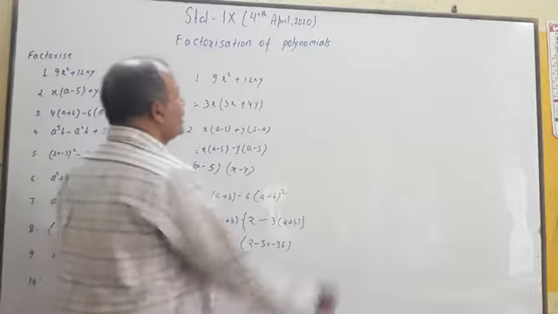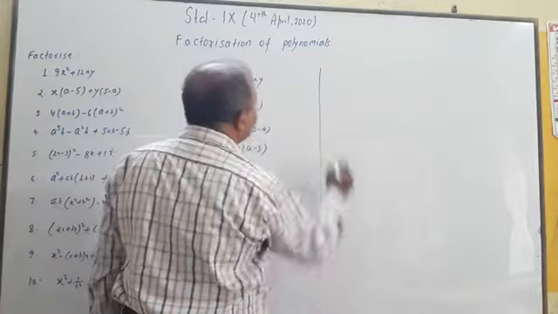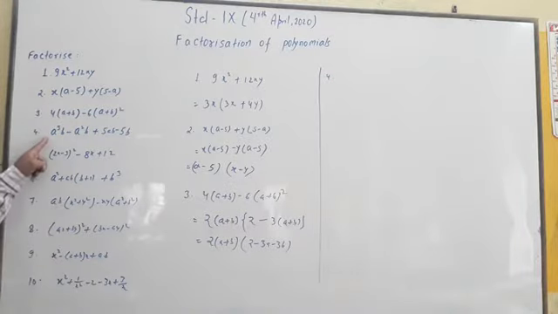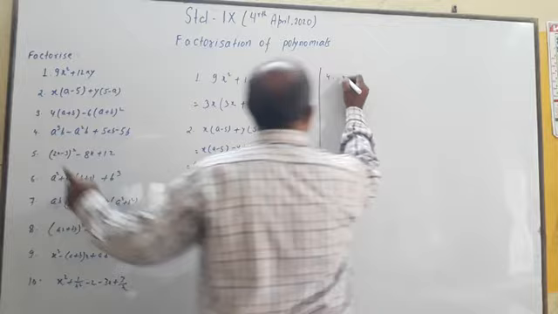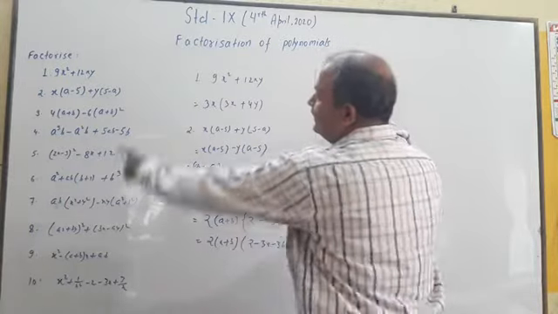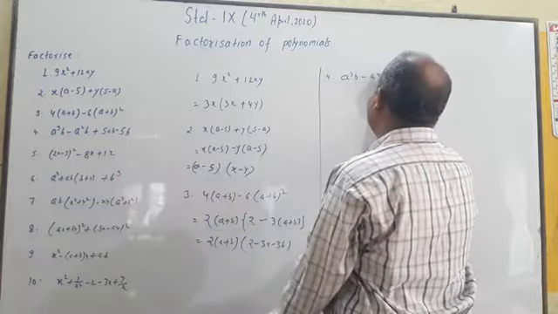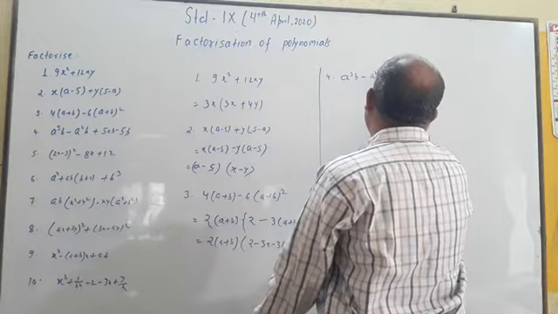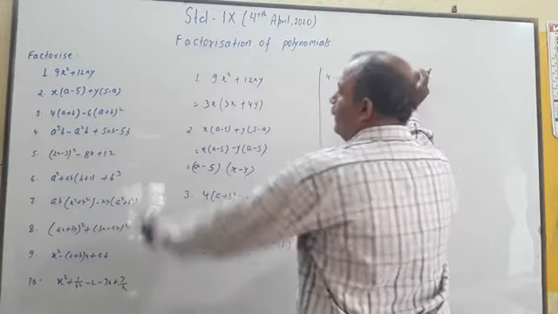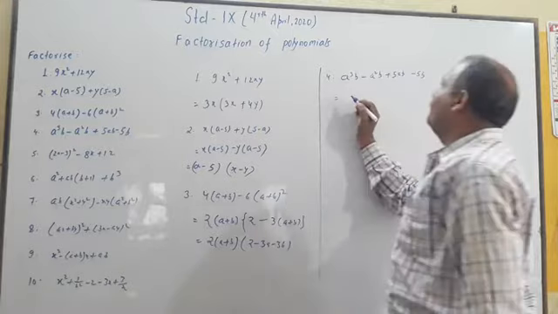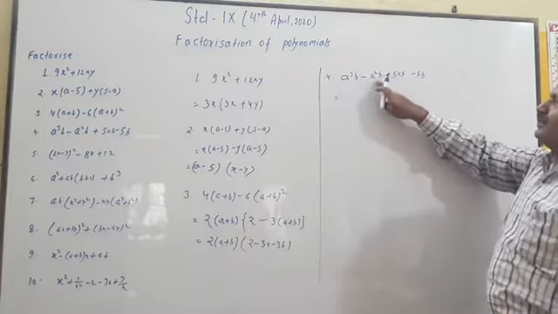Now we come to the next problem, fourth problem. What is that? a cube b minus a square b plus 5ab minus 5b. Now, first of all, we take the first two terms.